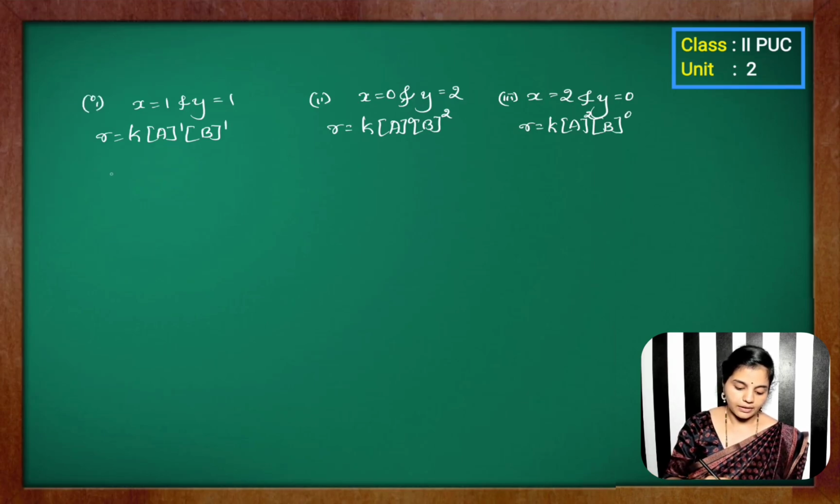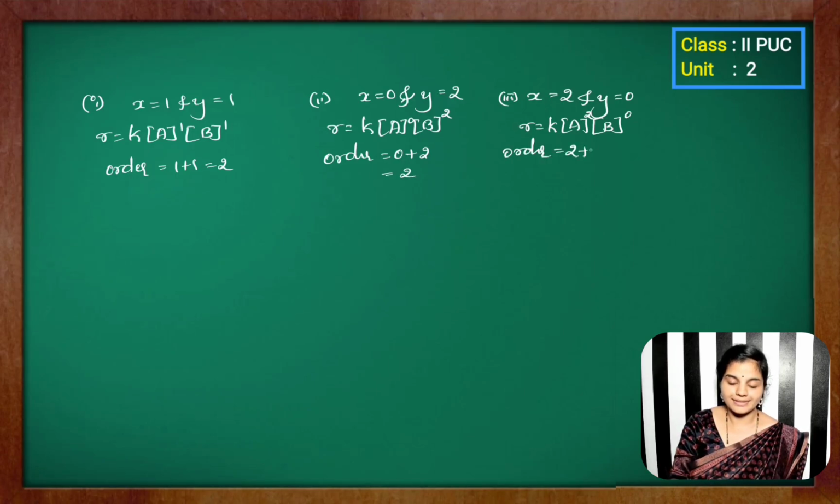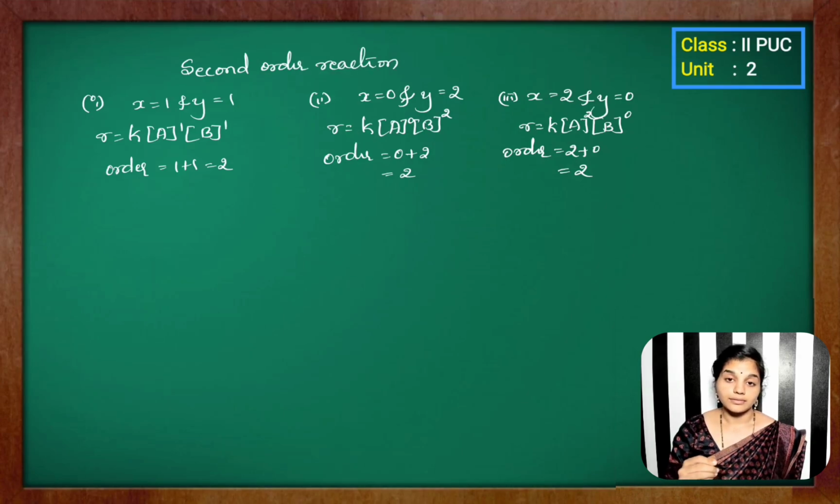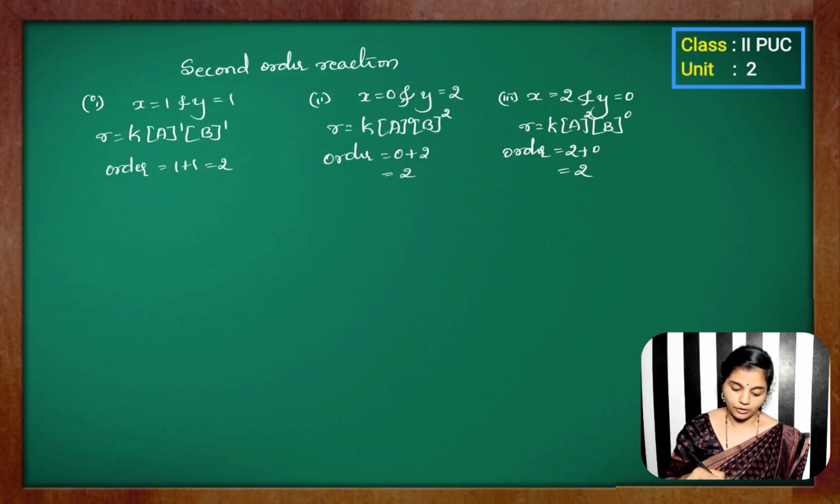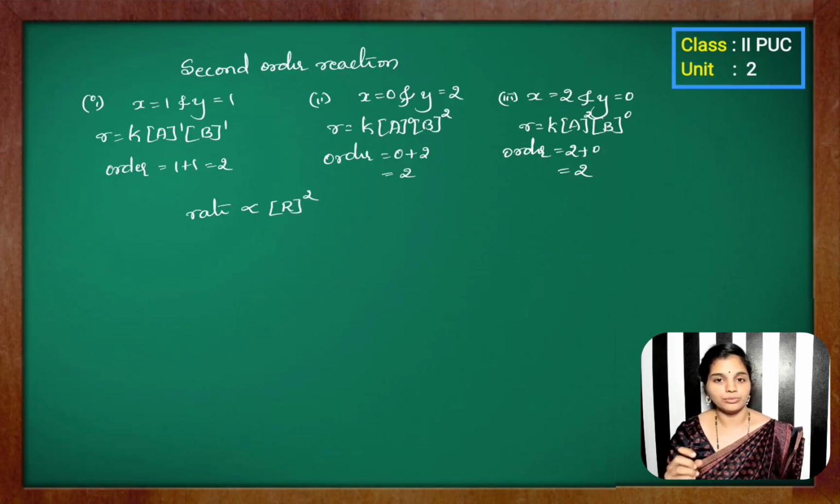So in the first case, if we check the order for this case, it is 1 plus 1, which is equal to 2. Case 2, order is 0 plus 2, which is equal to 2. Third case, order is 2 plus 0, that's equal to 2. So you see that the order now is 2. Therefore, this is called a second order reaction. Here you see that the rate of the reaction is directly proportional to the second power of the concentration. So that is, rate is directly proportional to concentration of reactant raised to 2 in simple terms.